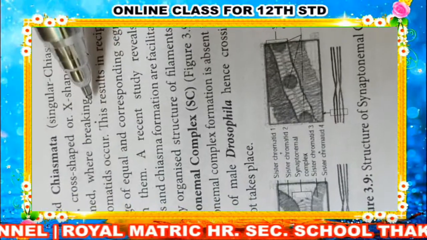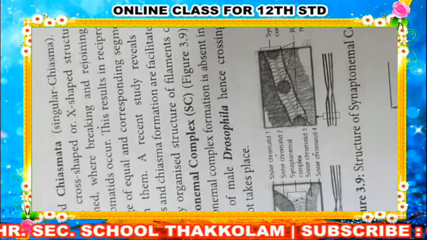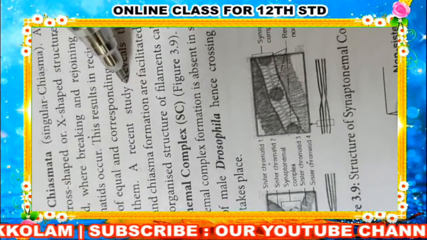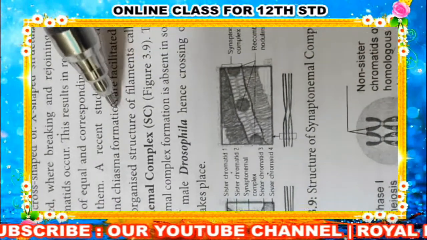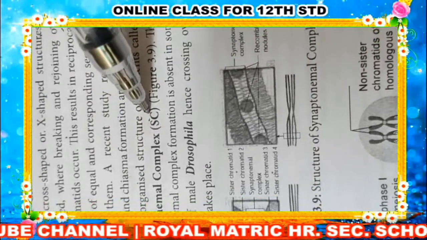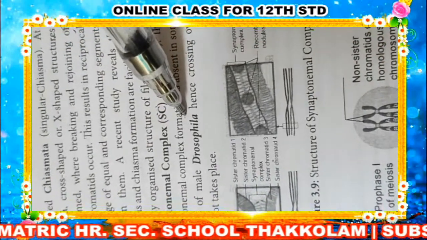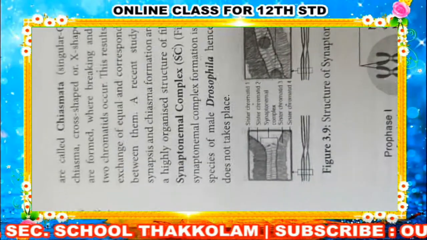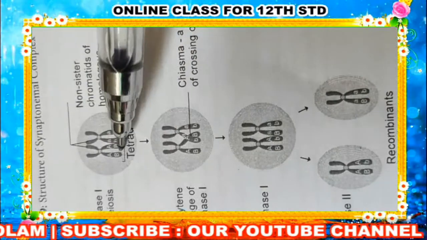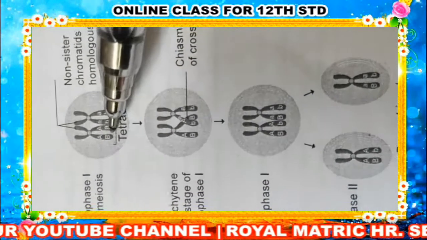Where there happens the breaking. This results in the reciprocal exchange of equal and corresponding segments between them. Recent study reveals that synapsis and chiasma formation are facilitated by a structure called the synaptonemal complex, that is known as SC. This complex formation is absent in some species of male Drosophila, hence crossing over does not take place. See, this is the crossing over. It takes place in the Pachytene stage of prophase 1 of meiosis.